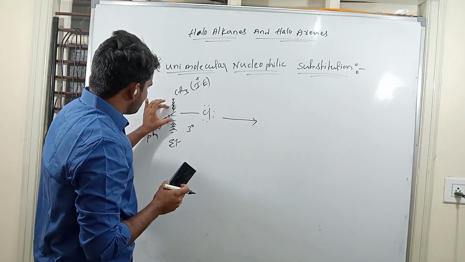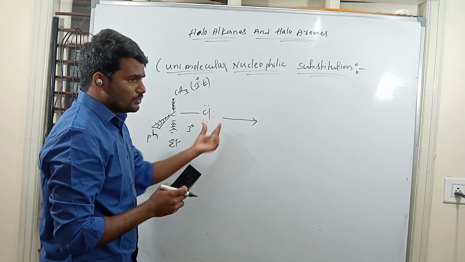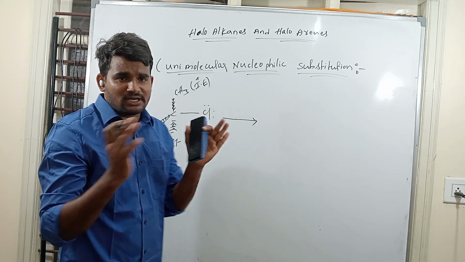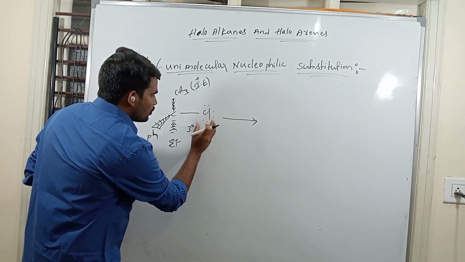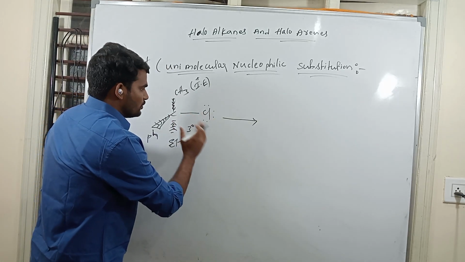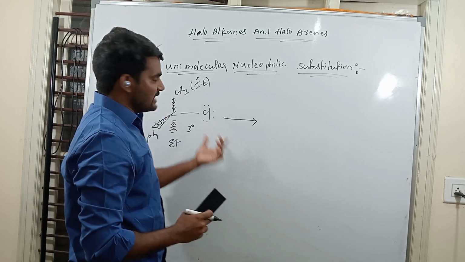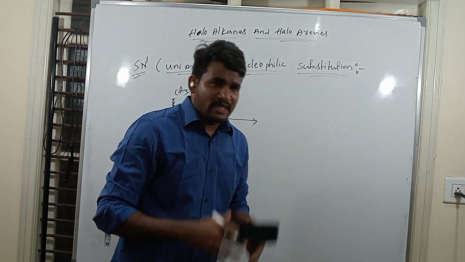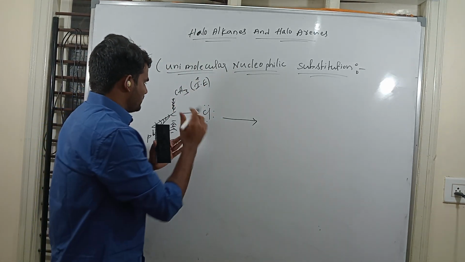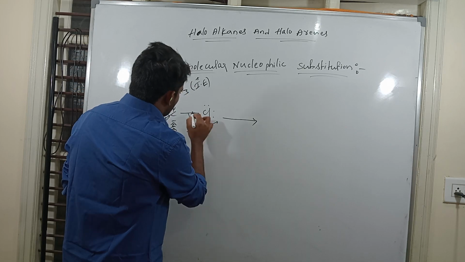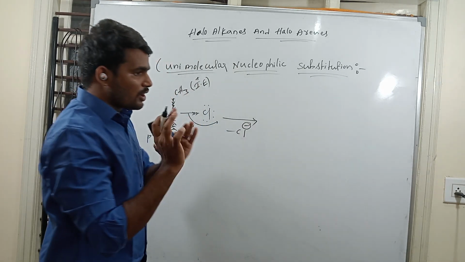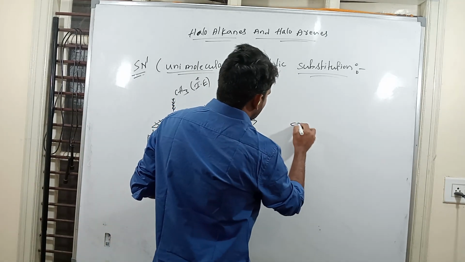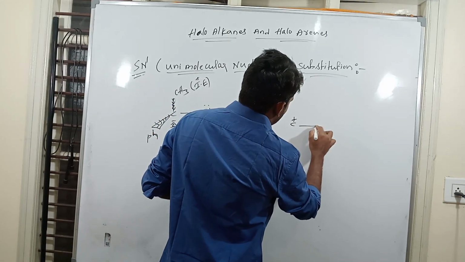The electron density around the carbon and the halogen's lone pairs repel each other. You know that electron repulsion happens, so chlorine couldn't stay here. It went outside as a leaving group. What is a leaving group? It takes the sigma electrons and goes outside to form Cl minus, and a carbocation is formed.